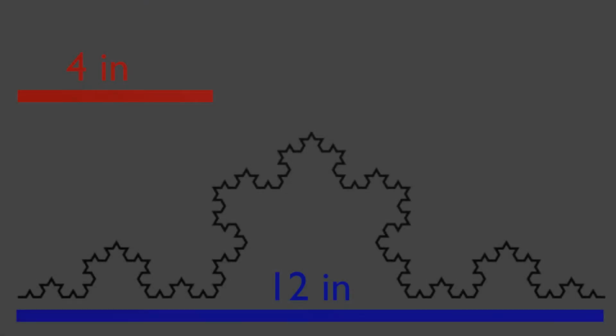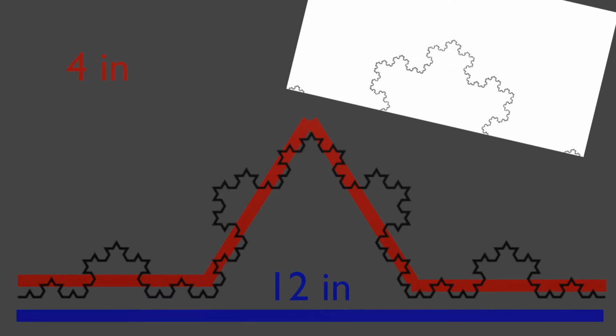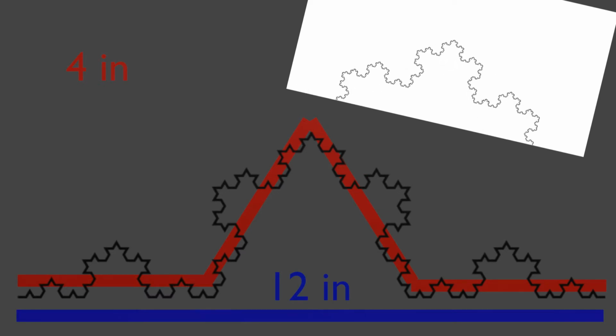It's a special snowflake called the Koch snowflake, and it was discovered way back in 1906. When I use this 4-inch line to measure a 12-inch portion of the Koch snowflake, it fits not 3 times, but 4 times on a 12-inch portion. Even if I zoom in, the 4-inch line will always fit 4 times on a 12-inch portion.